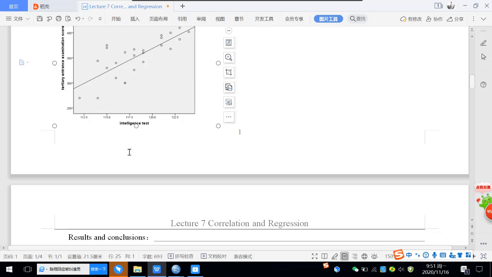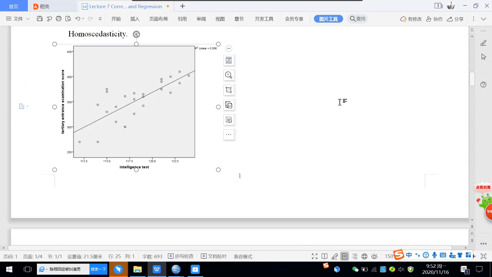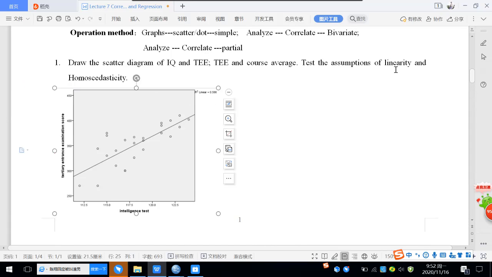Okay, and here's the desired, right? And also you need to add some analysis. How to analyze? Here's the fit line, right? All the samples fall left or right of the fit line. Yes, there are no samples far away from this fit line. So the linearity and homoscedasticity are accepted or are assumed. Okay?